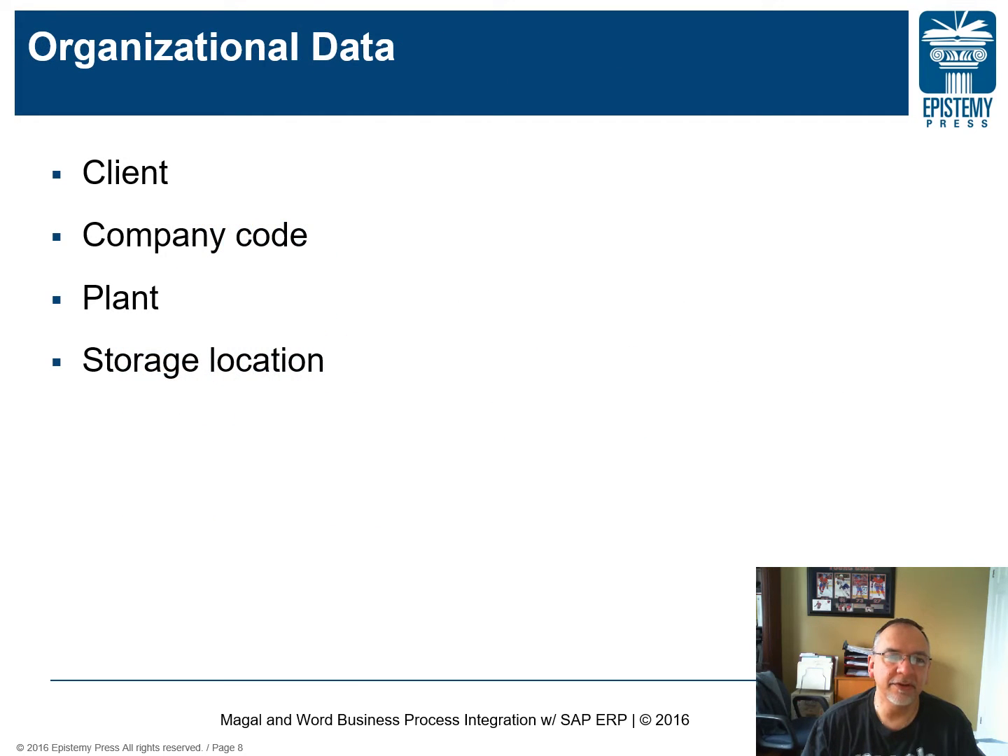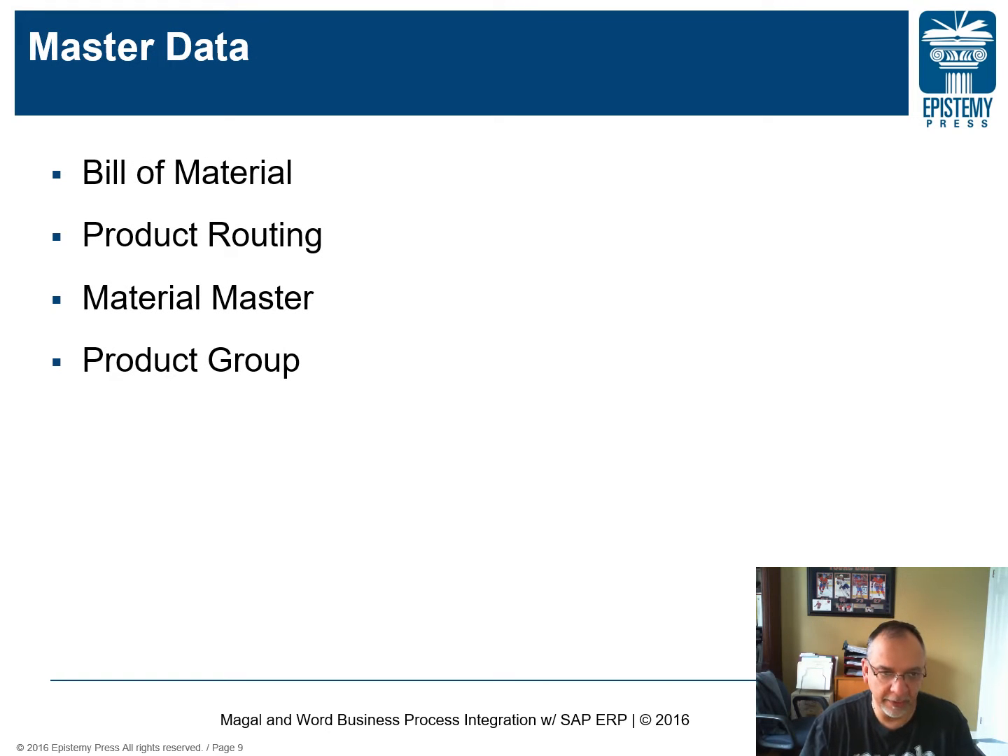So some organizational data: client, company, plant level, company code, storage location. The bill of material is probably the most important master data, providing materials to be used in production. Product routing basically tells you how to route the products to the right work centers. Material master is another, and product group are other important data elements.